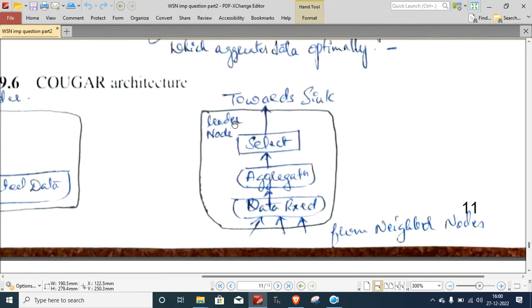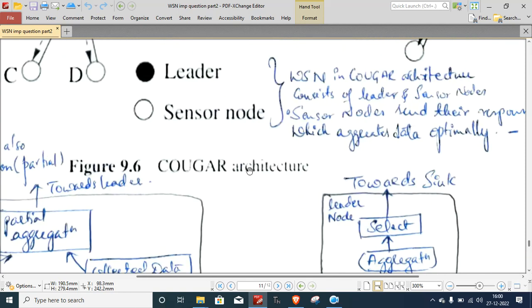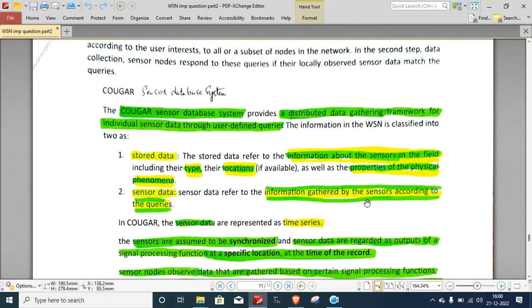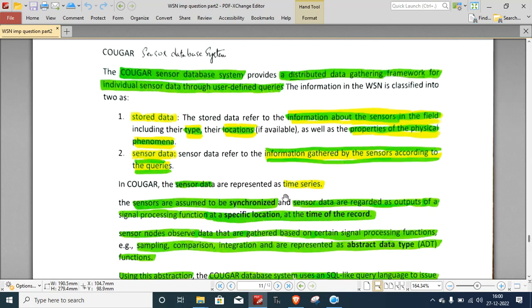And on the other hand, we have this leader node whose main job is to aggregate the data, that is, it aggregates all the received data from the neighbor nodes. So data received, aggregate, followed by selecting the kind of data that is actually needed, and in turn forwards that to the sink. So this is what a leader node does. So this ultimately gives us an idea about what is happening inside this COUGAR architecture. So that is a sensor database system.